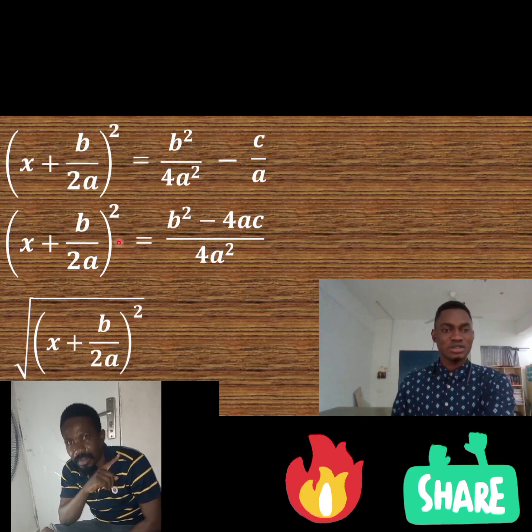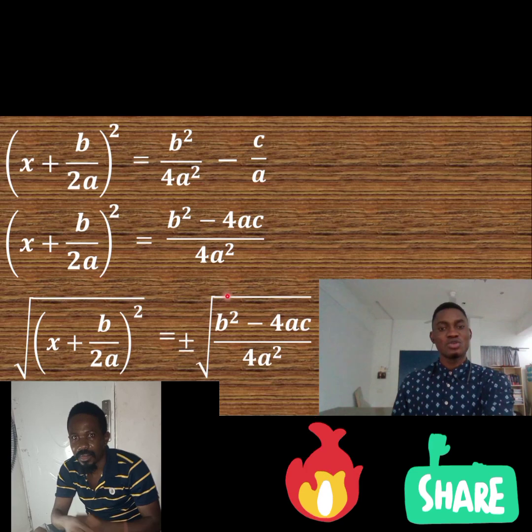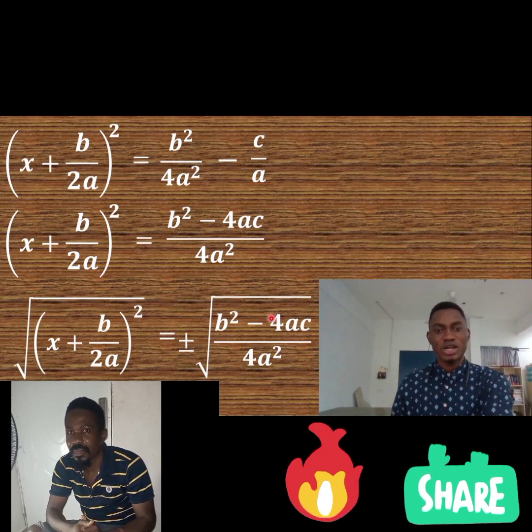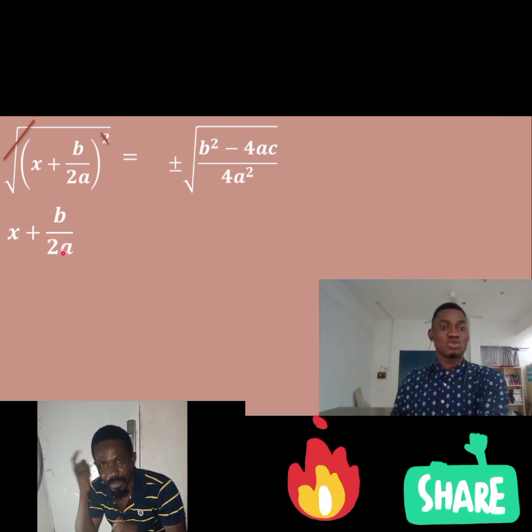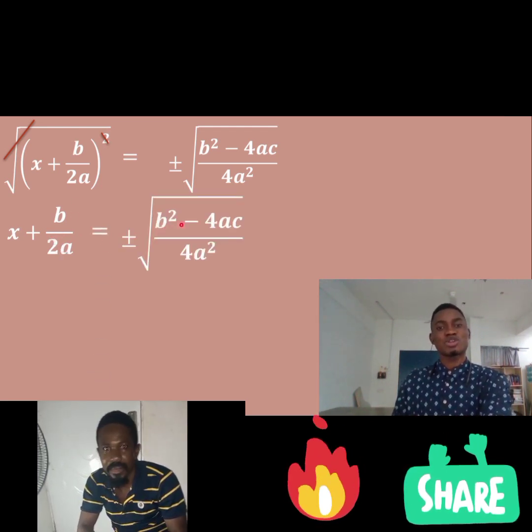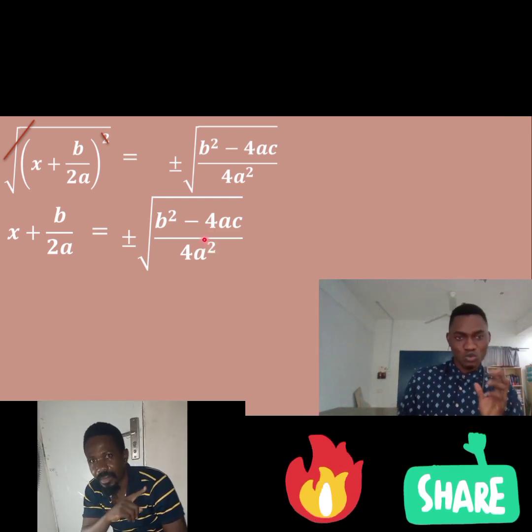The next thing we do is to take the square root of both sides. When that happens, the square will always cancel the square root, so they are going to cancel out. When the square cancels the square root, we are left with x plus b over 2a equal to plus or minus root of b squared minus 4ac all over 4a squared. They are all inside a big square root.